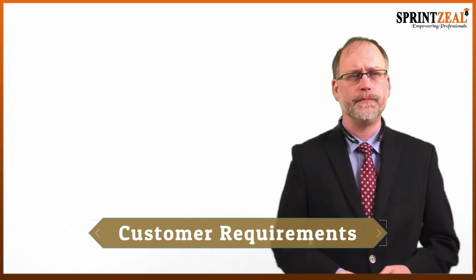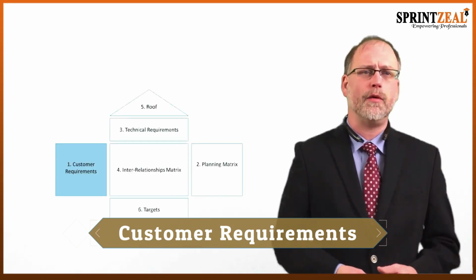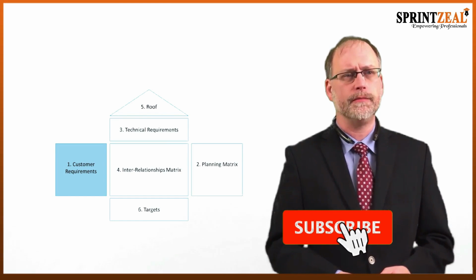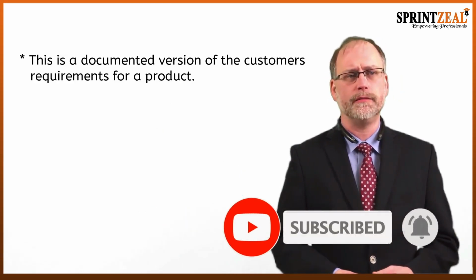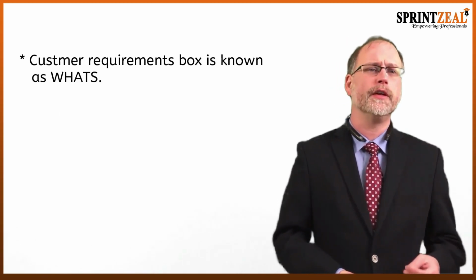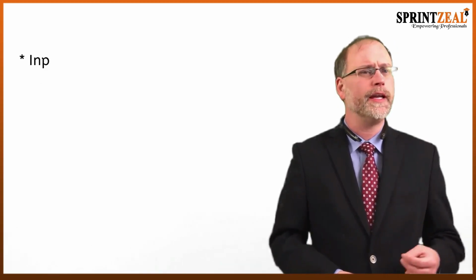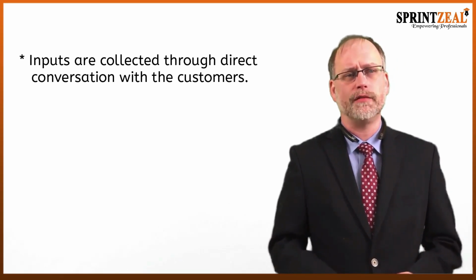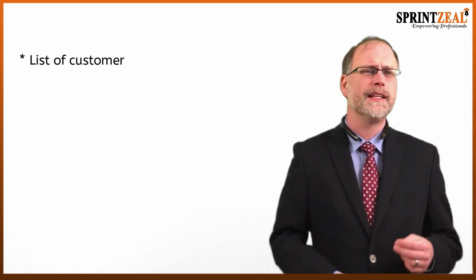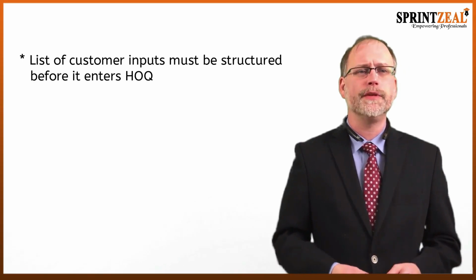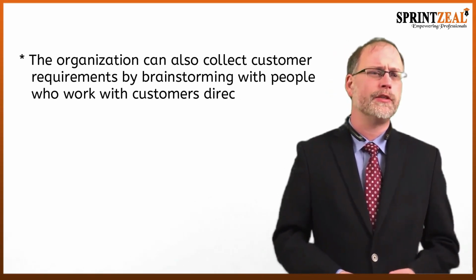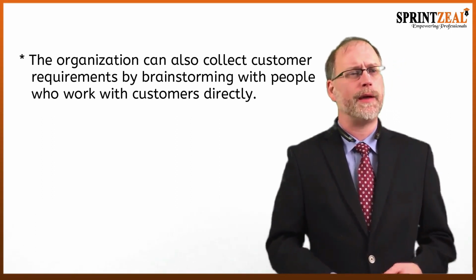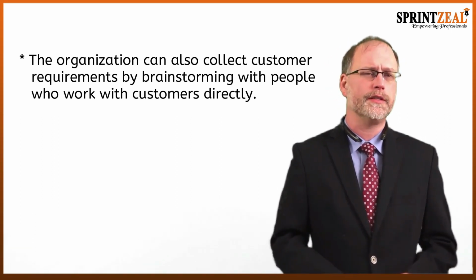So let's talk about step 1, customer requirements. The first part of the house of quality matrix is customer requirements. Now, this is a documented version of the customer's requirement for the product. Customers' requirements are known as the whats. They're inputs that are collected through direct conversation with the customer. It's a list of customer inputs that must be structured before it enters into the house of quality. The organization can also collect customer requirements by brainstorming with people who work with customers directly.